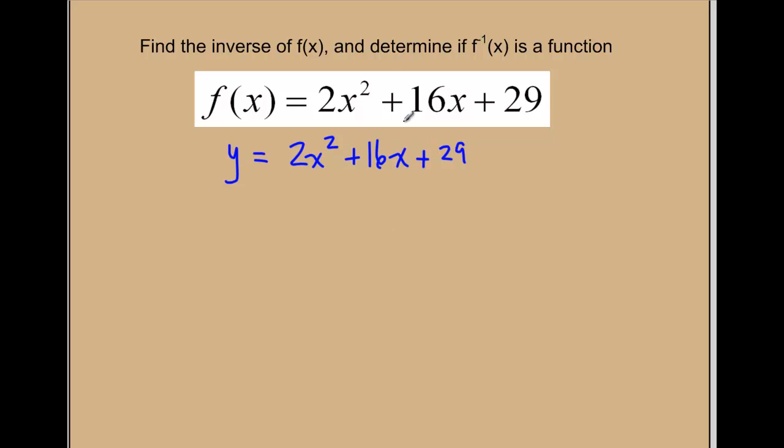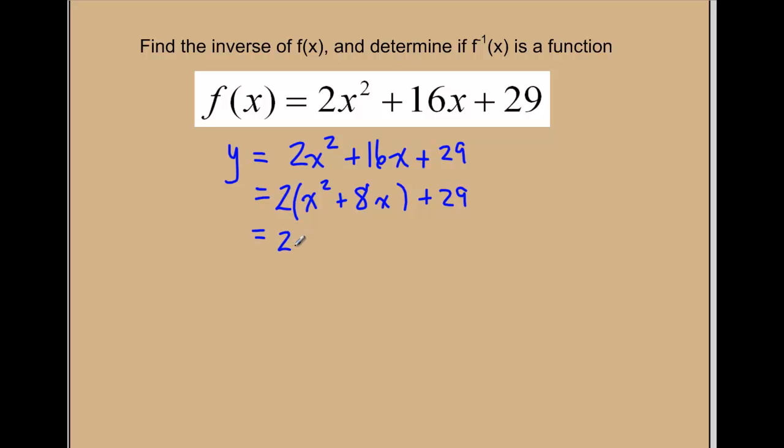Well, if you guessed that I have to complete the square, you'd be absolutely right. We need to get this written in vertex form so that we can find the inverse. So let's complete the square here. Remember, step 1 is to take whatever number's in front of the x squared and factor it out. So I'm left with 2 outside, and then x squared plus, we factor out a 2 from here, and we leave the plus 29 out on its own.